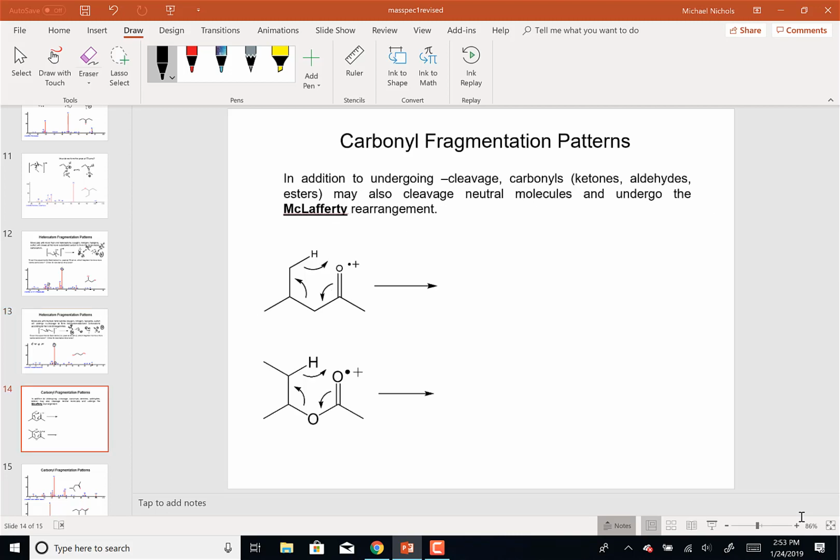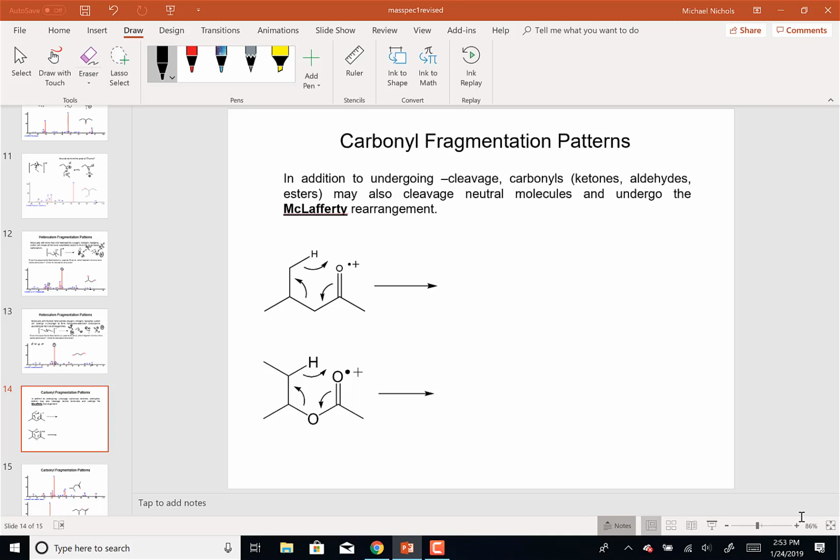All right, last fragmentation. The last fragmentation is what's called a McLafferty rearrangement, named after Fred McLafferty. A McLafferty rearrangement only really occurs if your ketone or your ester can form a 6-membered ring.